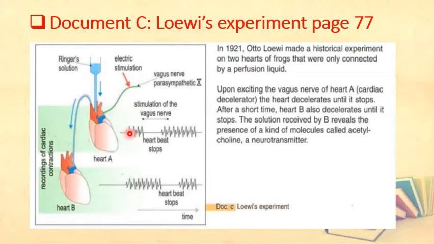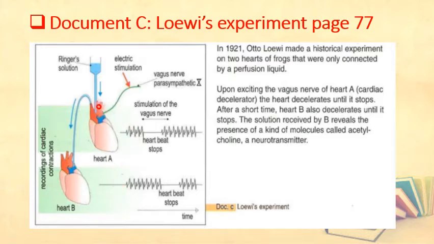Once we make stimulation, the speed decreases and then it stops. We notice that then after it, heart B decelerates and the heartbeat stops. The solution received by B reveals the presence of a kind of molecules called acetylcholine, a neurotransmitter. They checked what happened.